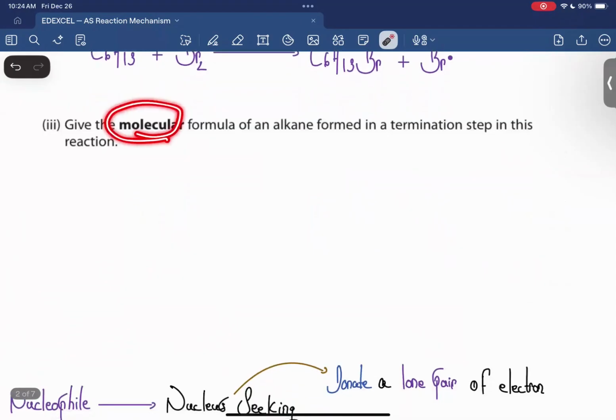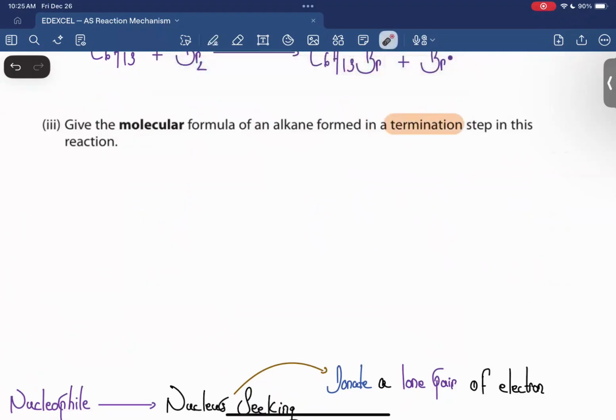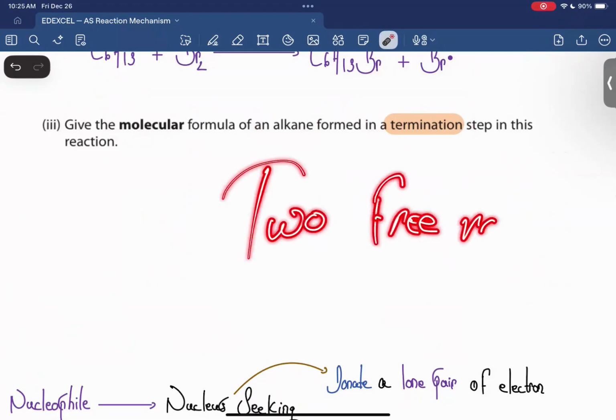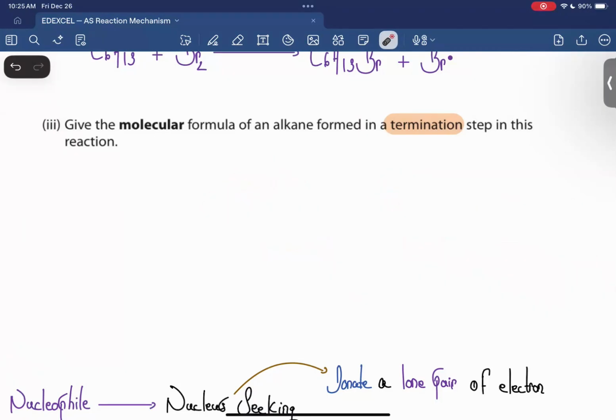Give the molecular formula of an alkane formed in the termination step. Now, what is the termination step? It is the step where two free radicals react together. The termination step is the reaction step where two free radicals react together to form something.